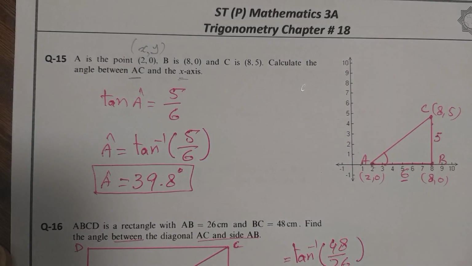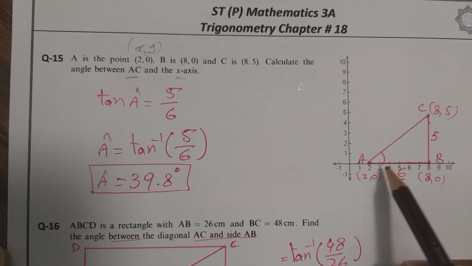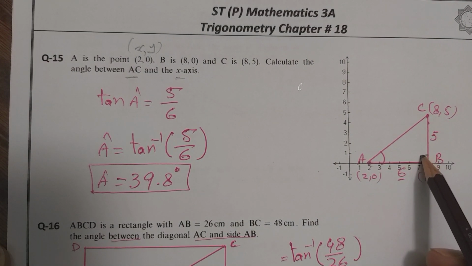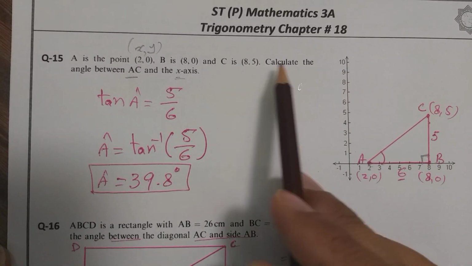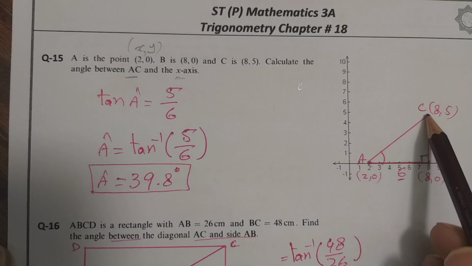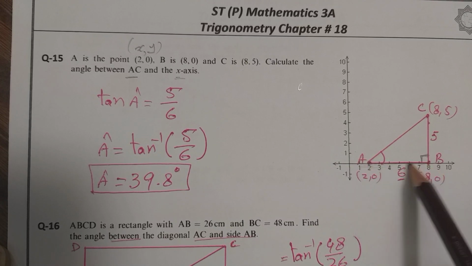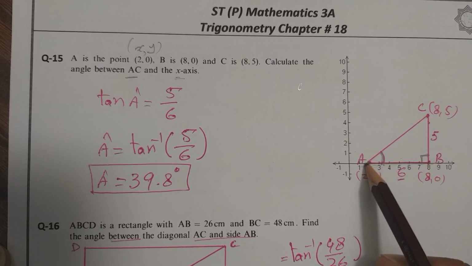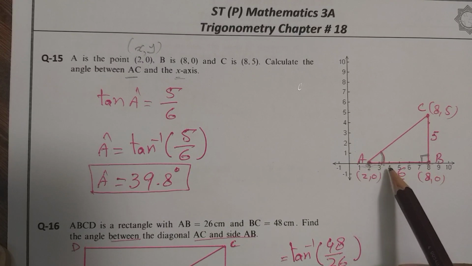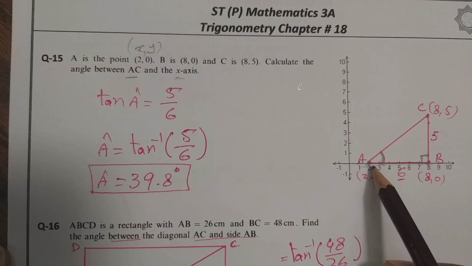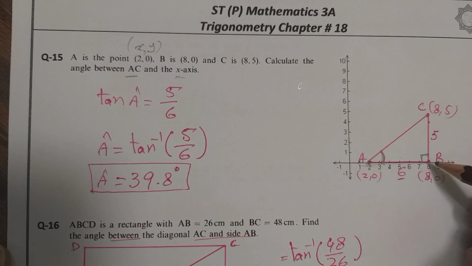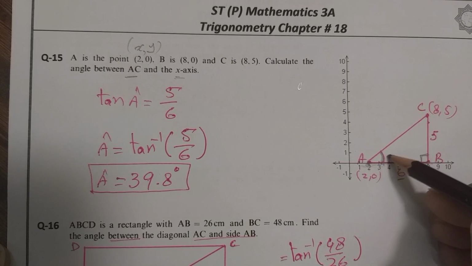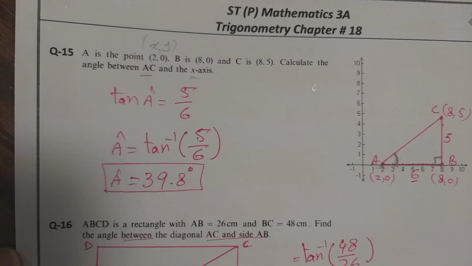Okay, join them, you will find the right angle triangle. He said find the angle between AC, this is AC, and the x-axis. This is the x-axis, so we need to find this angle. So from this point to this point there are 6 units, because from 2 to 3 is 1, so it means 1, 2, 3, 4, 5, 6 units from 2 to 8, and then the height is 5 units. So opposite and adjacent, it means the tan formula again.